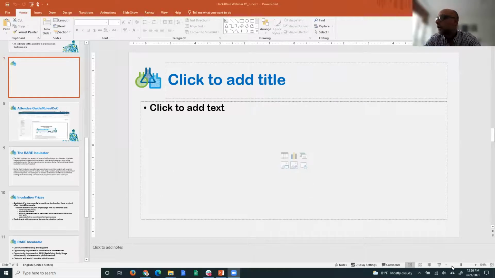Okay, thank you so much, Julia and Jessica and Barb. So what I want to do next is quickly go over the attendee guide, the rules and the code of conduct, just to point you guys to where these resources are. But before that, I need to share my screen. Okay. Hope you can see my screen.